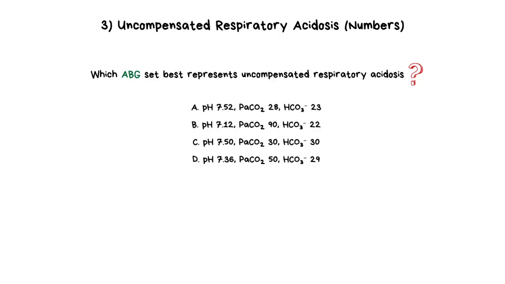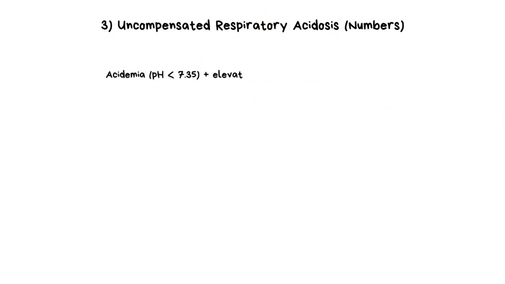Option C, pH 7.50, carbon dioxide 30, bicarbonate 30. Option D, pH 7.36, carbon dioxide 50, bicarbonate 29. Pause and make your choice. The correct answer is option B. Rationale. A pH below 7.35 shows acidemia.